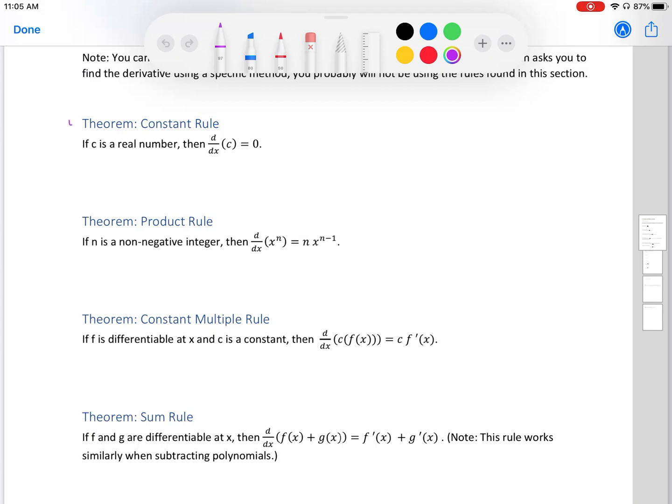To begin, we have the constant rule, and that says the derivative of a constant is 0. So if I have f of x equals 1, well, the derivative of that, of any number, is 0.